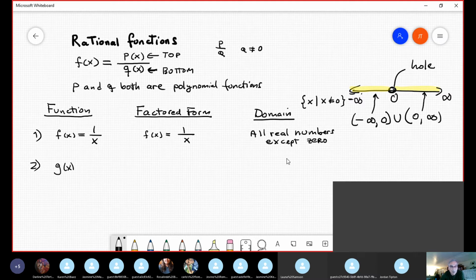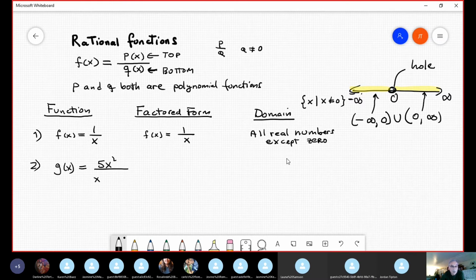Suppose the second is 5x squared divided by x squared minus 5x plus 6. This is the original, and now the factored form. The only thing you should do is factorization.